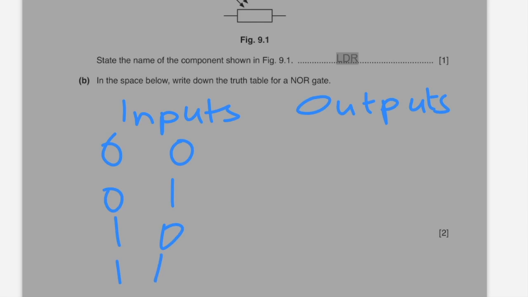In an OR gate, we'd have the answers of the last three cases as 1, and this one would have an output of 0. In a NOR gate, the outputs are going to be exact opposites. That is going to be 1, 0, 0, and 0.